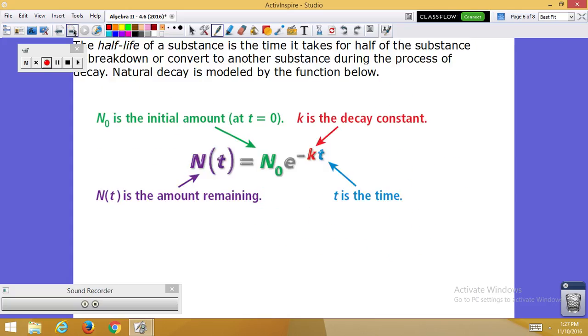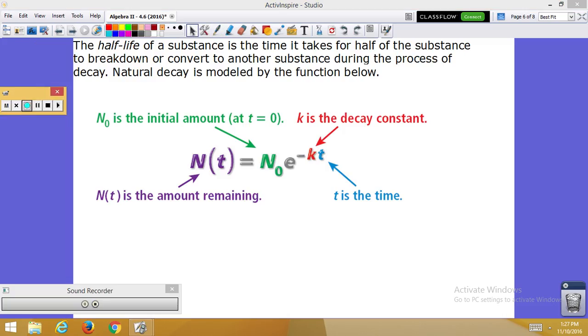The other item that e is used for is in our half-life formula. You've probably used a half-life formula in science class before. The half-life of a substance is the time it takes for half the substance to break down or convert to another substance during the process of decay. Natural decay is modeled by the function below, where N of t is the final amount, N sub 0 is the initial amount, e is our exponential base, k is a decay constant, and t is the time. Let's see if we can use that formula.